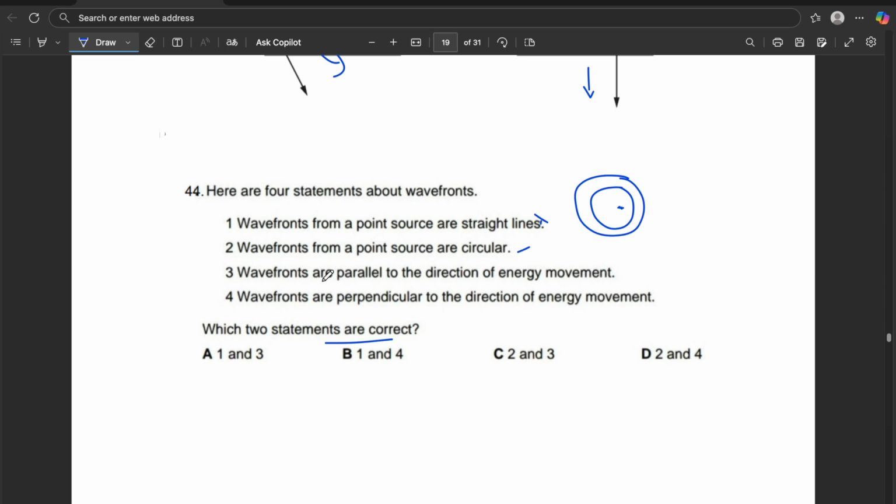Wavefronts are parallel to the direction of energy movement. So no matter whether it's transverse or longitudinal, they have this general shape of wave, and the wavefront will always be perpendicular to the direction of the movement. So it will be 4. 2 and 4 will be D.